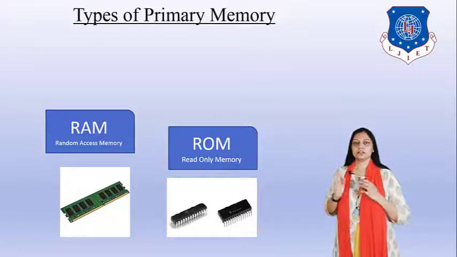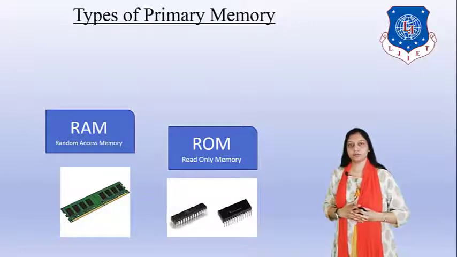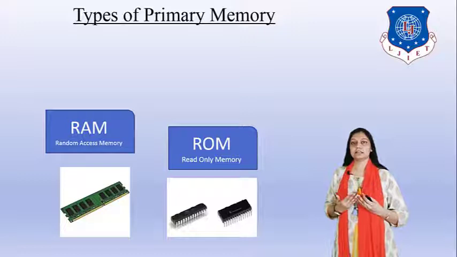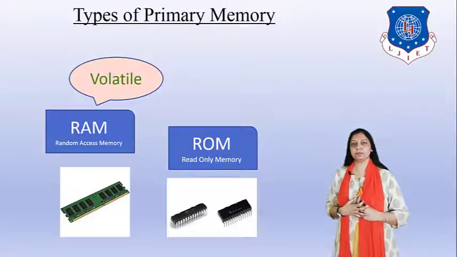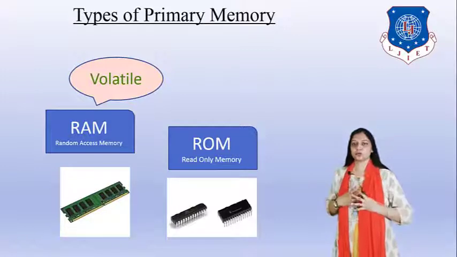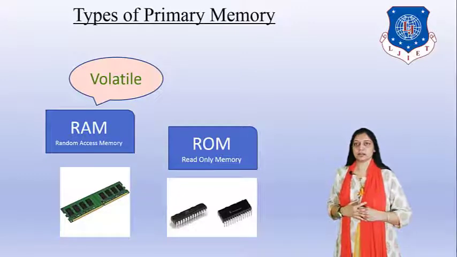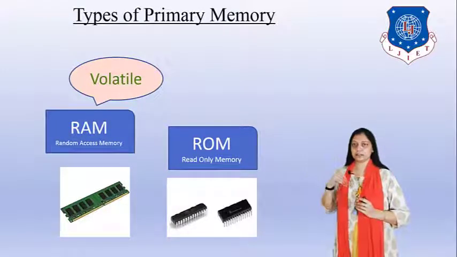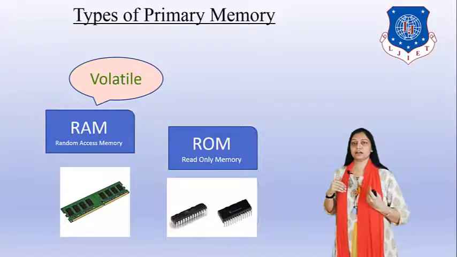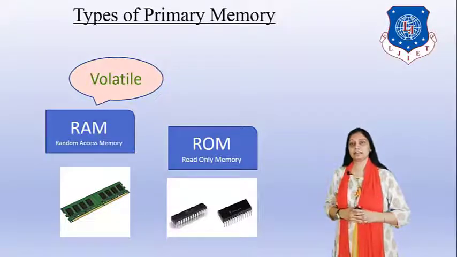What's the difference between RAM and ROM? RAM is considered a volatile memory. Volatile memory means the data which you store inside your RAM is deleted whenever you switch off your computer. So the data is never permanent in RAM. The data is stored temporarily in RAM. Whenever you are working on computers, the data is initially stored in RAM, but once you switch off your computer, it gets deleted.